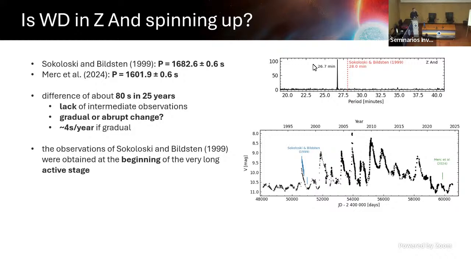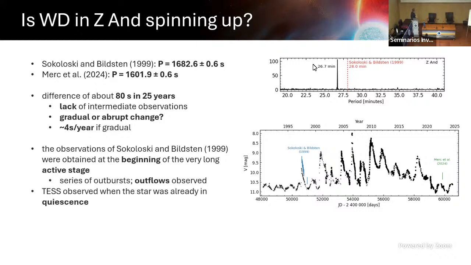The important thing to show is that their observations were taken at the very beginning of a very long active stage. There are plenty of outbursts of Z Andromedae detected in the meantime, with outflows detected, some kind of jets. So that could play a role in that. The TESS observations that we published were obtained in quiescence already.